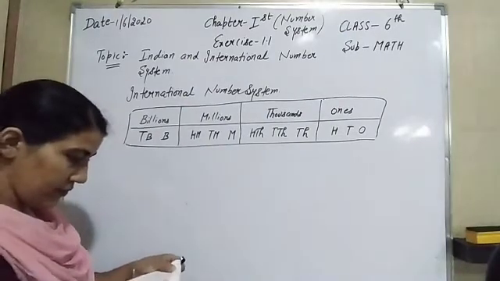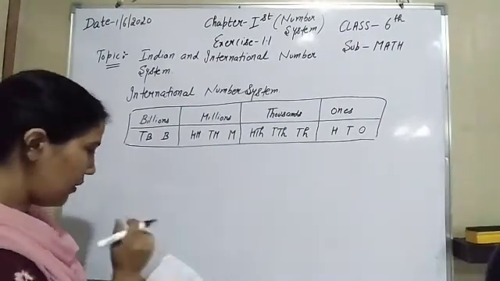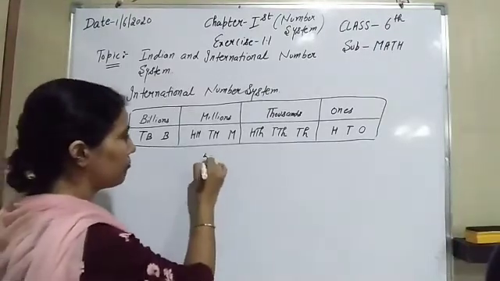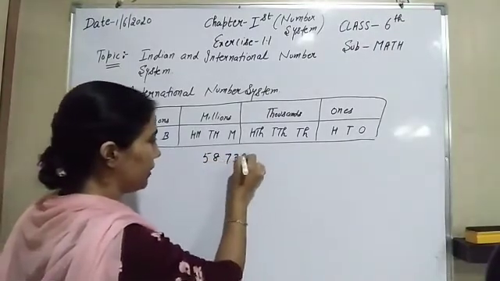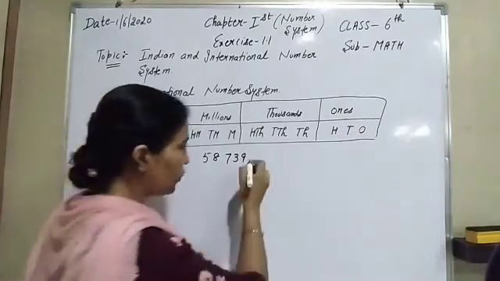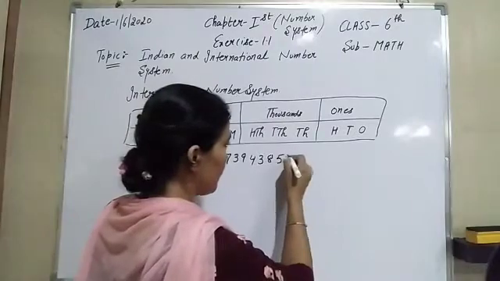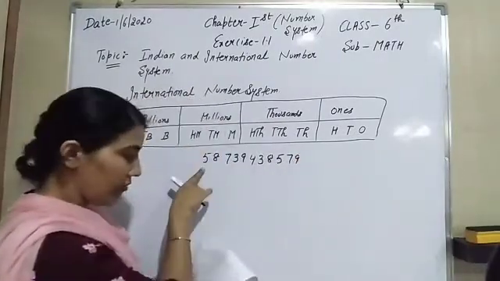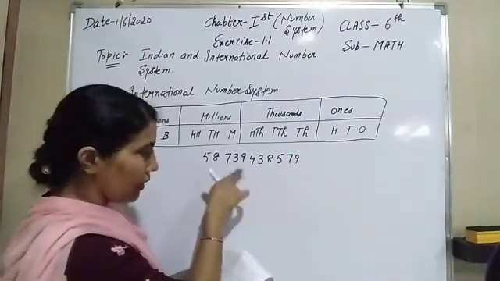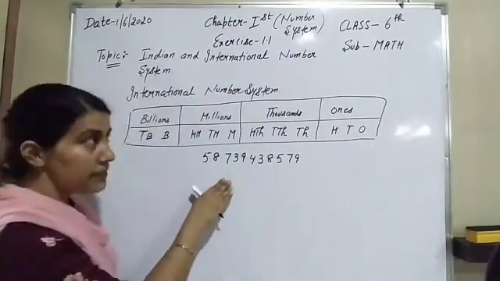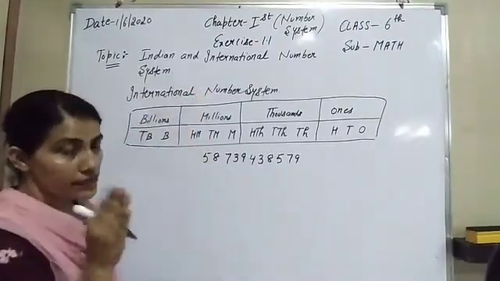Okay, here is the number 58,739,438,579. I'm going to check this again: 58,739,438,579. Again, we have to write this number in international number system form.